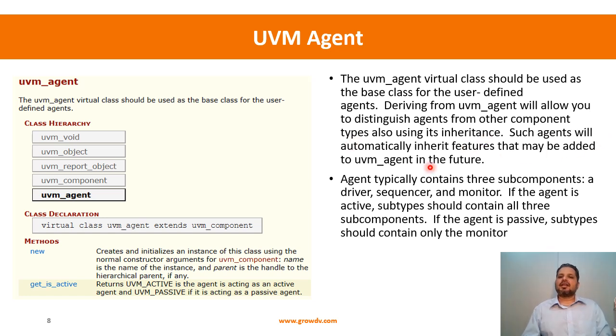Such agents will inherit the features that may be added to the UVM agent in future, right? So an agent typically contains three subcomponents: driver, sequencer, and monitor. If the agent is of active subtype, then it contains all three subcomponents. If the agent is passive, then the subtype will contain only the monitor. I think that's the information that we already discussed, and this is the snippet from the documentation. So that confirms our understanding.